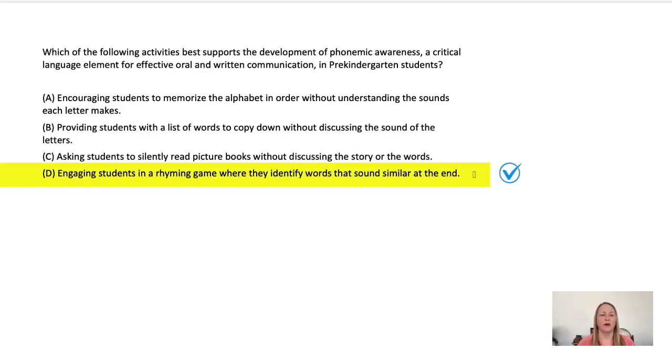The correct answer is engaging students in a rhyming game where they identify words that sound similar at the end. Engaging students in a rhyming game directly supports the development of phonemic awareness by helping students recognize and play with the sounds in words, a key step in developing reading skills. Rhyming activities make students aware of phonemes that reoccur in different words, enhancing their ability to distinguish sounds within words.